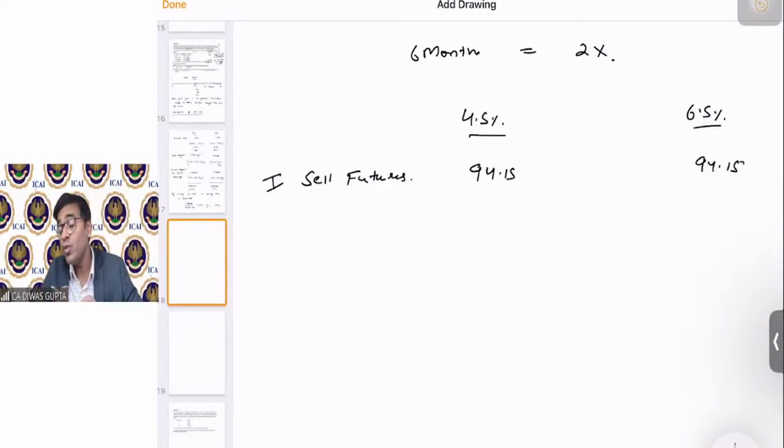And why are we selling the futures? Because we have to hedge against the interest rate going up. If we have to hedge against the interest rate going up, we have to sell the bond futures, so that if the interest rate goes up, the bond prices will go down. The moment bond prices go down, I will gain, and with that gain, I will make up for the interest rate increase losses. Okay.